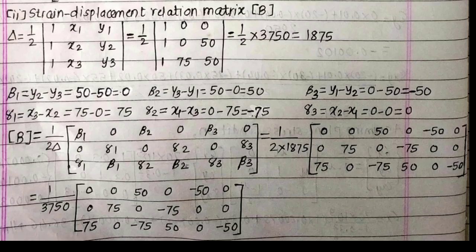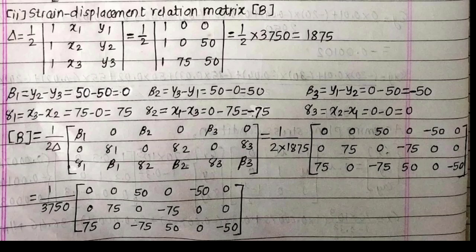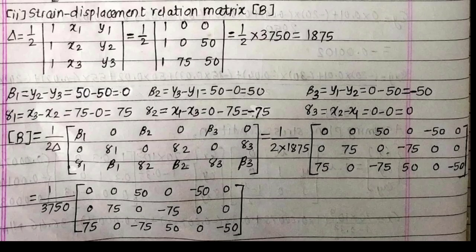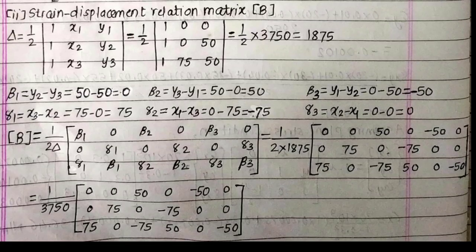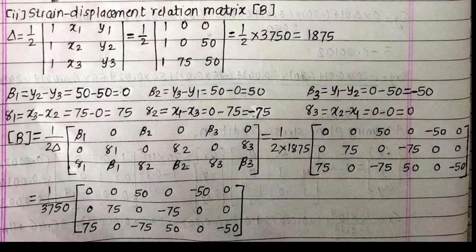Now I will calculate beta 1. Beta 1 is given by y2 minus y3. Y2 is 50 minus y3 is 50, so I will get its value equal to 0. Beta 2 is equal to y3 minus y1. Y3 is 50 minus y1 is 0, so I'll get its value equal to 50. Beta 3 is equal to y1 minus y2. Y1 is 0 minus y2 is 50, so I will get its value equal to minus 50.